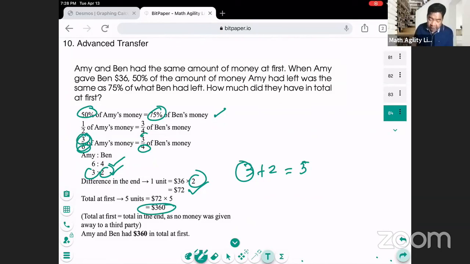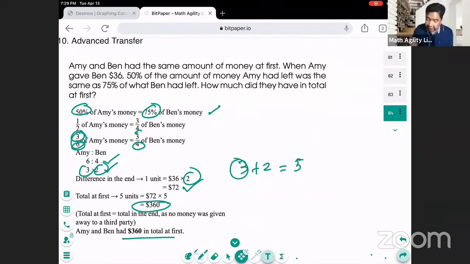Total at first is equal to the total in the end as no money was given away to a third party. So the money just revolves between the two persons. And therefore, Amy and Ben had $360 in total at first. Okay, so that's the last problem we will be solving today.